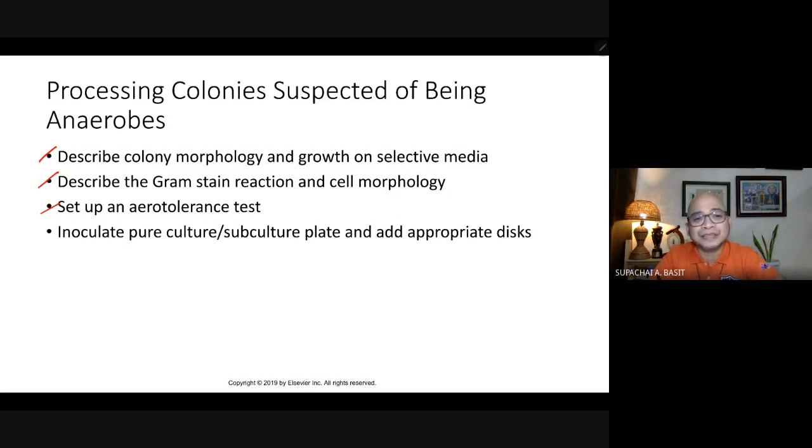The aerotolerance test is a procedure to determine whether the organisms are able to tolerate oxygen. If they are really anaerobic bacteria, the microorganisms will not be able to tolerate oxygen. And of course, we need to inoculate the pure culture, or eventually subculture them, and add the appropriate disk in order for us to confirm whether we are really dealing with anaerobic bacteria.